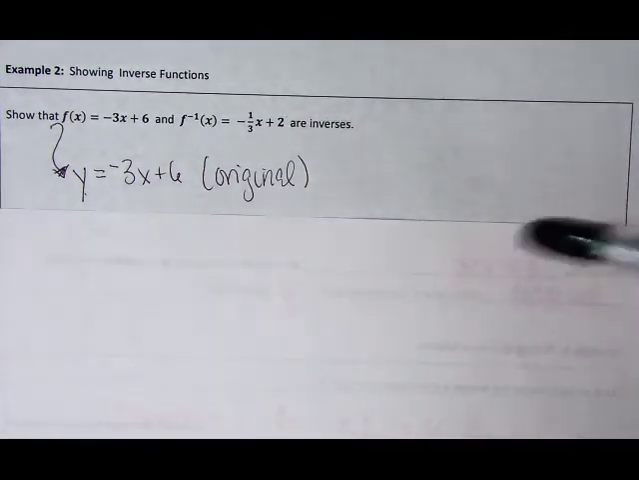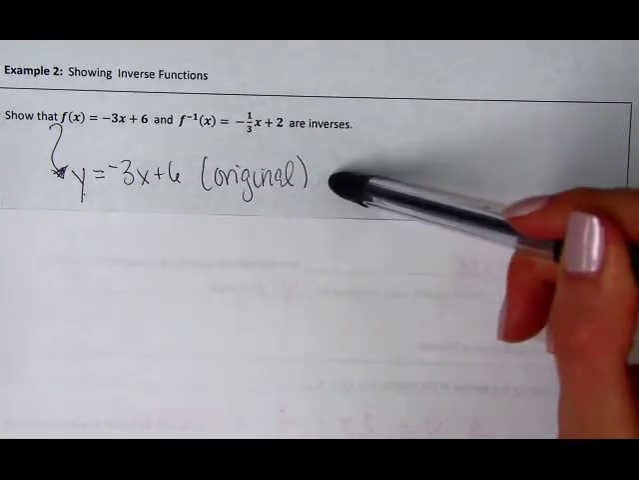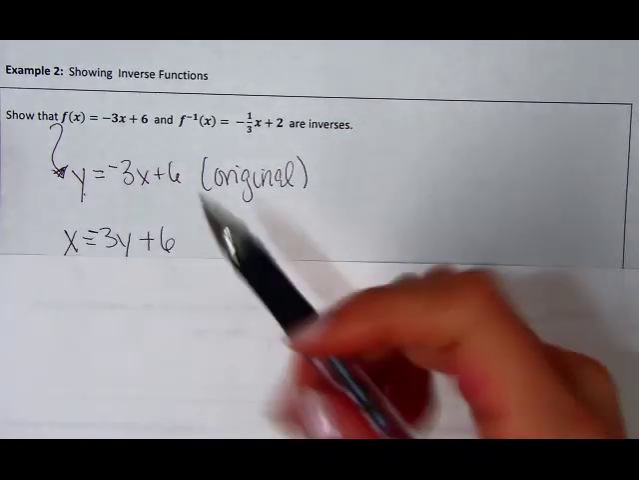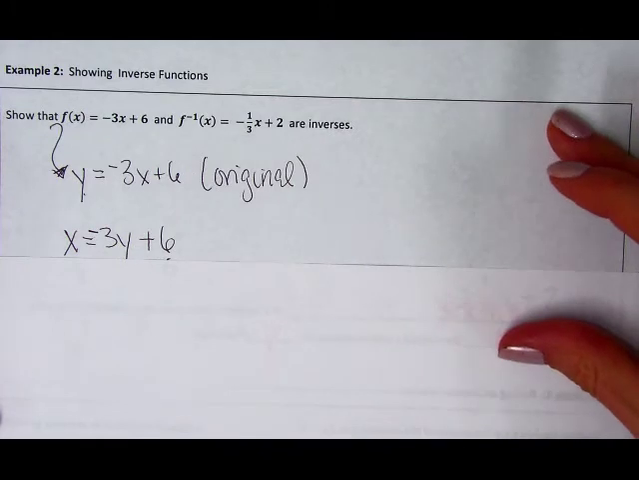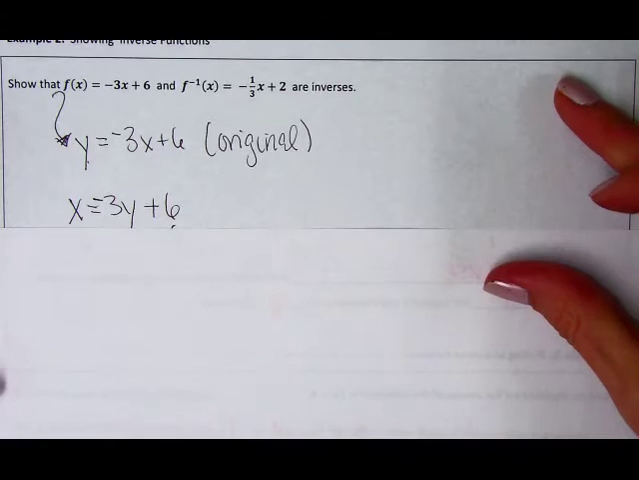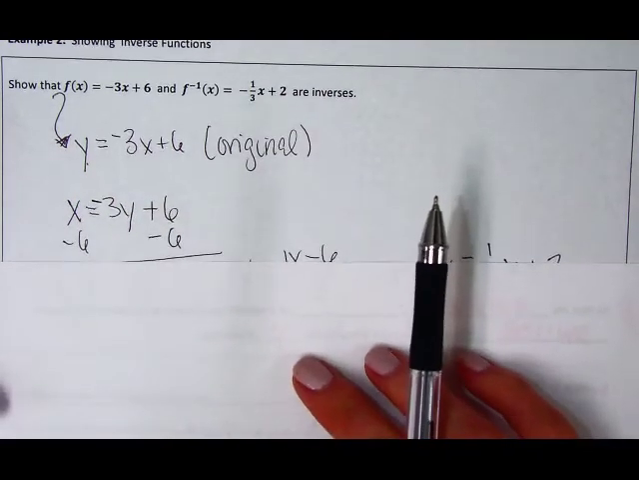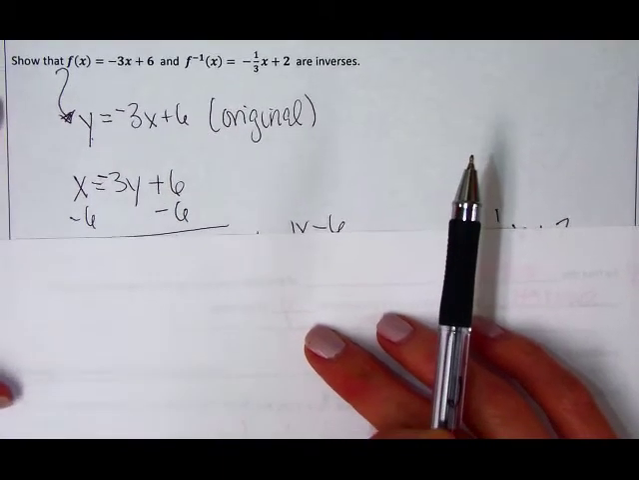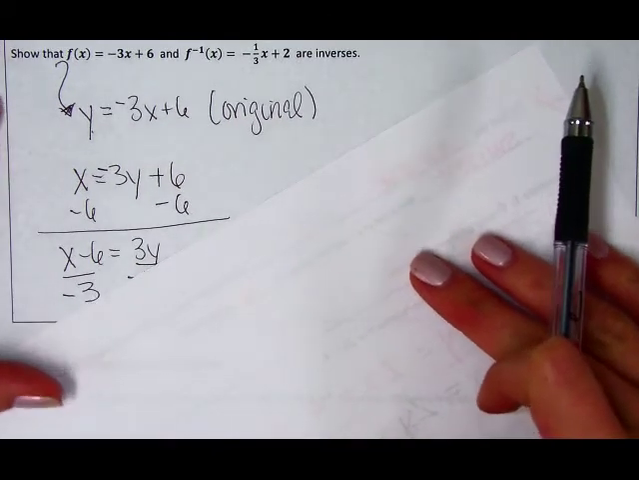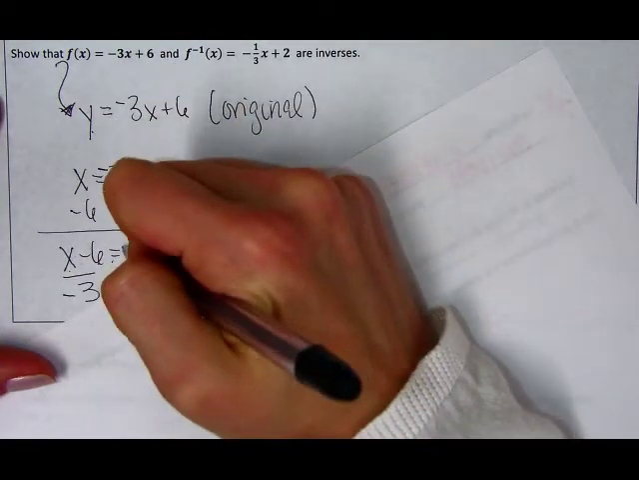So my original equation is y equals -3x plus 6. That's my original. Now I'm going to swap my x and y so I can solve for y and find out what my inverse is, and hopefully it matches the one they're giving me. If I solve for y, the first thing I'm going to do is subtract 6 from both sides. When I subtract 6 from both sides, I get x minus 6 equals -3y.